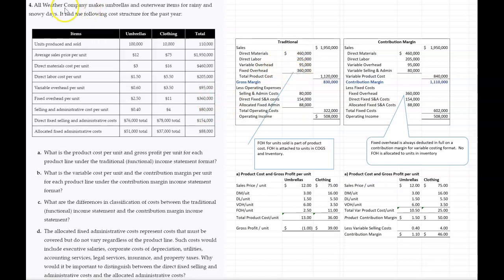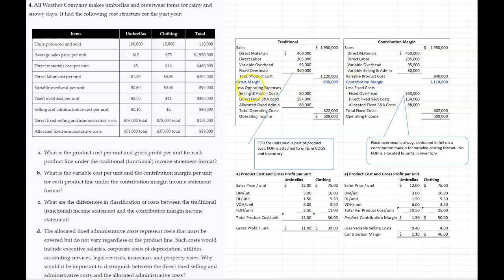Okay, so they say that these are the units produced and sold. So if they produced them and they sold them, then all of the fixed overhead would get attached to units that were produced and sold. Okay, nothing would be in inventory. All right, so what do we have? So we've got 360. So our total product cost is 1120, and our gross margin is 830.